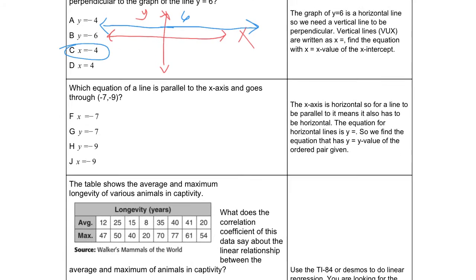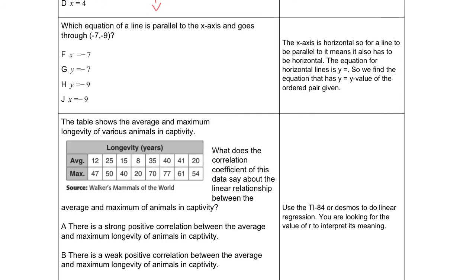All right, for the next one, which equation of a line is parallel to the x-axis and goes through (-7, -9)? The x-axis is horizontal, so for a line to be parallel, it also has to be horizontal. The equation for a horizontal line is y equals, so we find the equation that has y equals the y value of the ordered pair given.